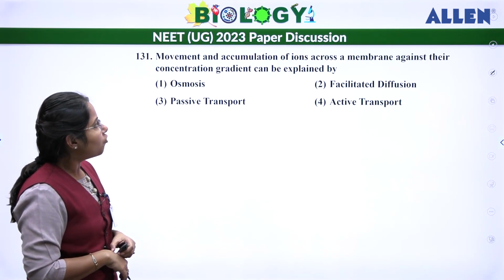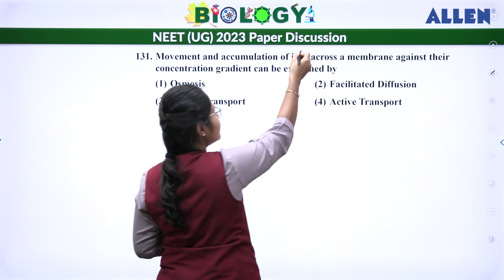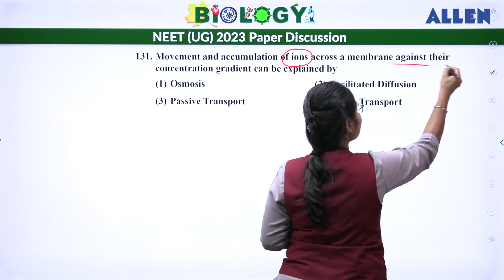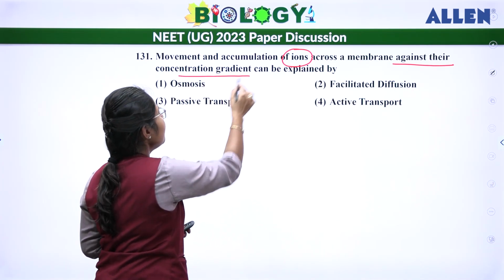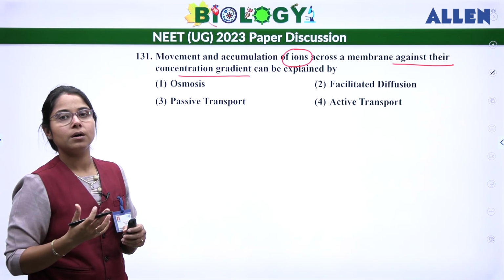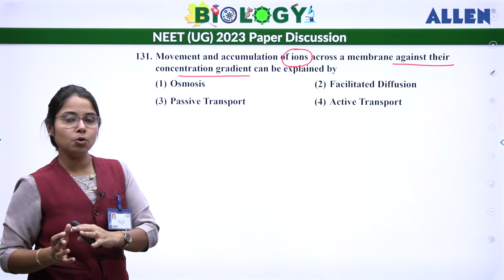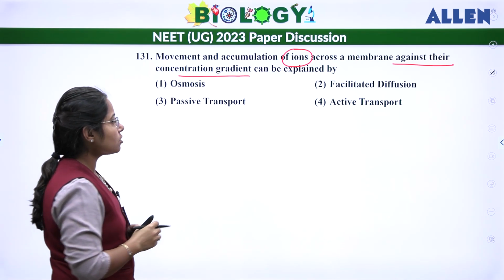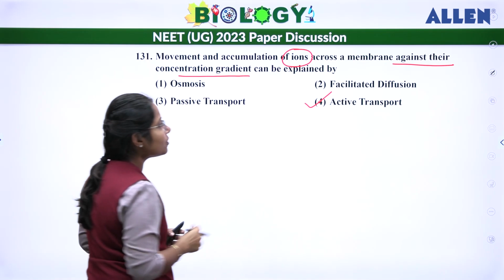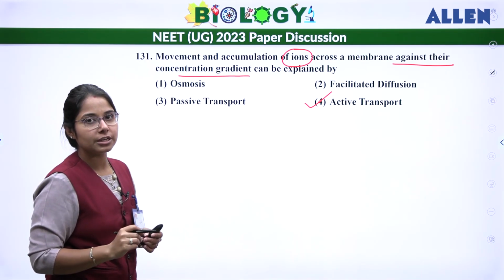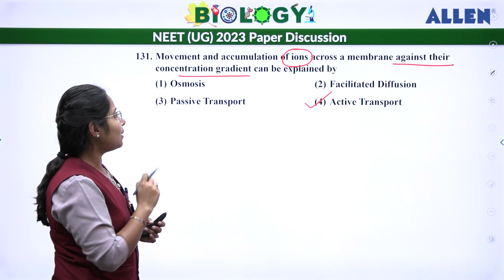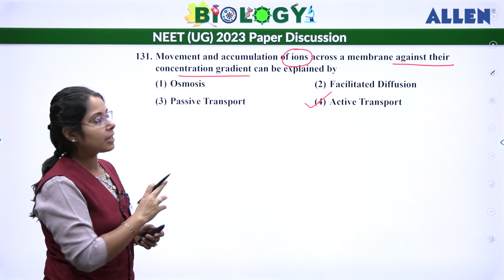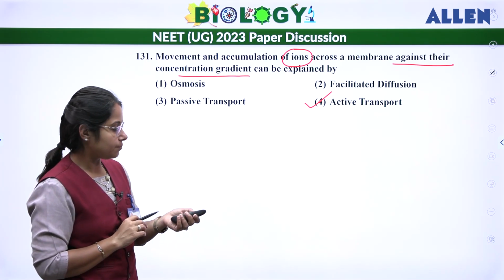Next, movement and accumulation of ions across the membrane against their concentration gradient means energy will be used for transporting the molecules from low concentration to high concentration. So this is done during active transport. During facilitated diffusion, it moves down the concentration gradient. Osmosis and passive transport again move down the concentration gradient. Against the concentration gradient is explained by active transport.